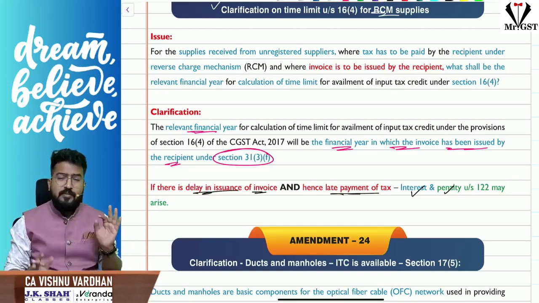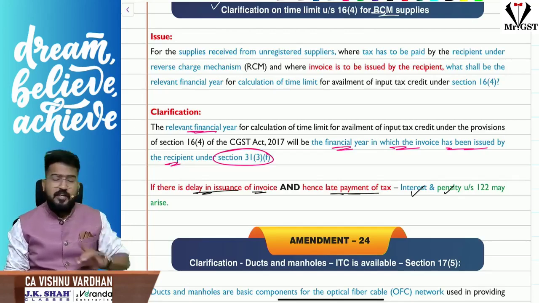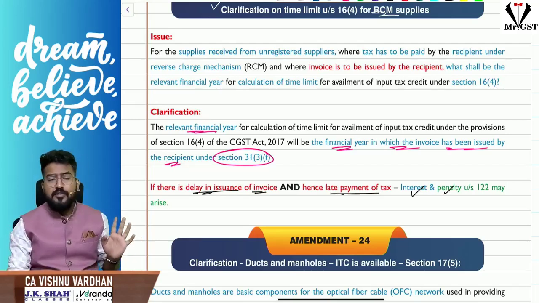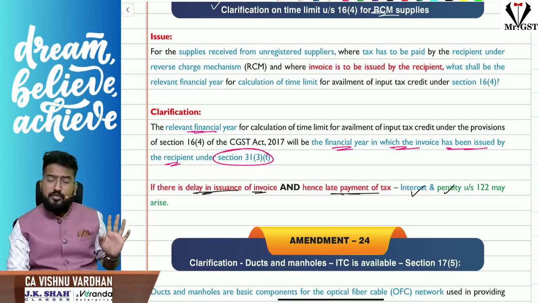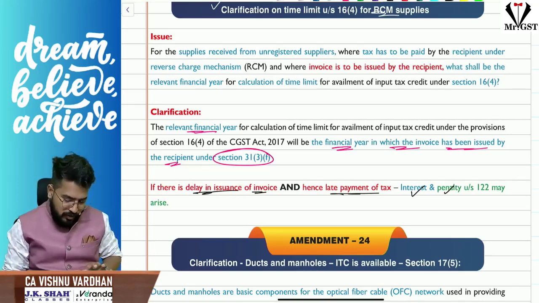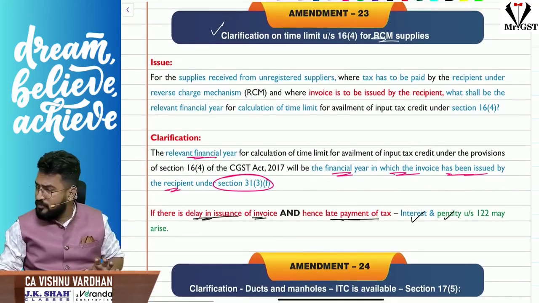So that is the point. That means what we are saying is, you should raise the invoice within the section 31 time limit and take ITC accordingly. If you are not raising the tax invoice according to the time limits in section 31, then late payment of tax happens, and because of that you should pay interest on the tax, as well as be subjected to penalty, right? So that is the concept. That is what this clarification is all about.